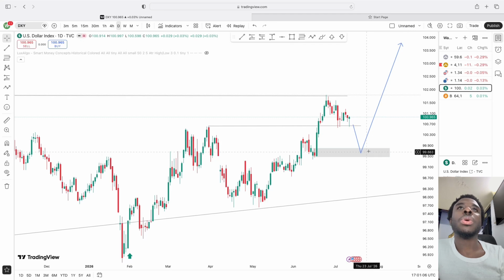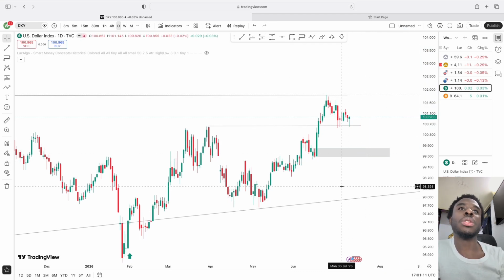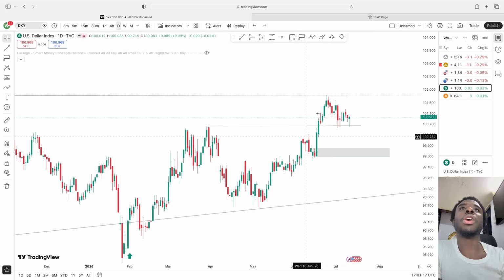That's what I'll be expecting on DXY. We'll be still expecting buyers or bullish movement on DXY. And if we are expecting bullish movement on DXY, let me also give you another clue, right? This was the lowest point of the market that caused this movement, right?